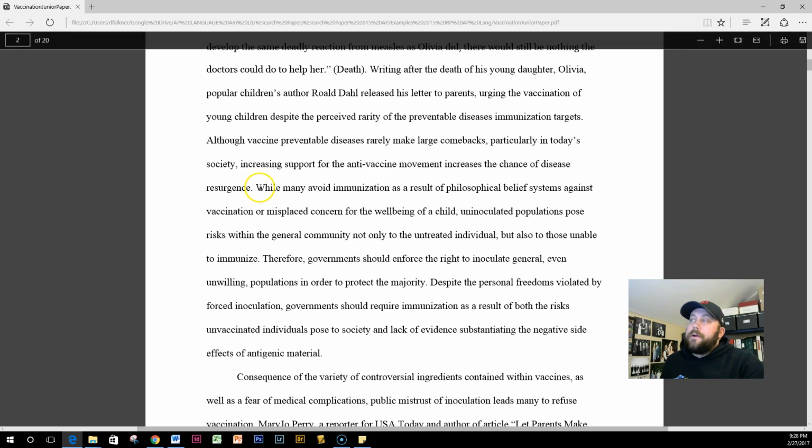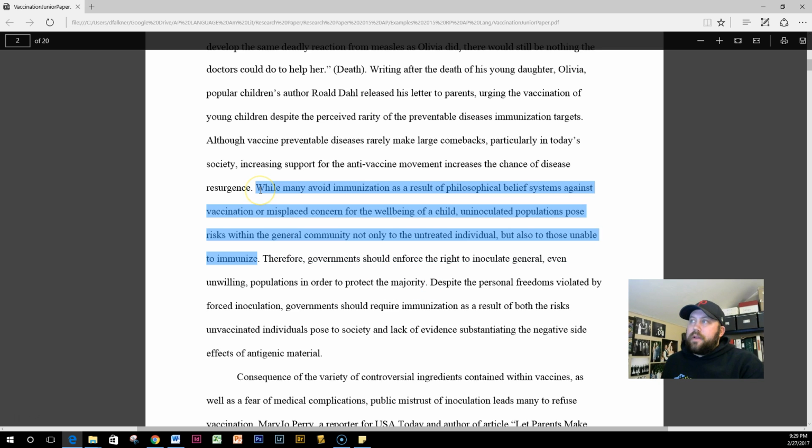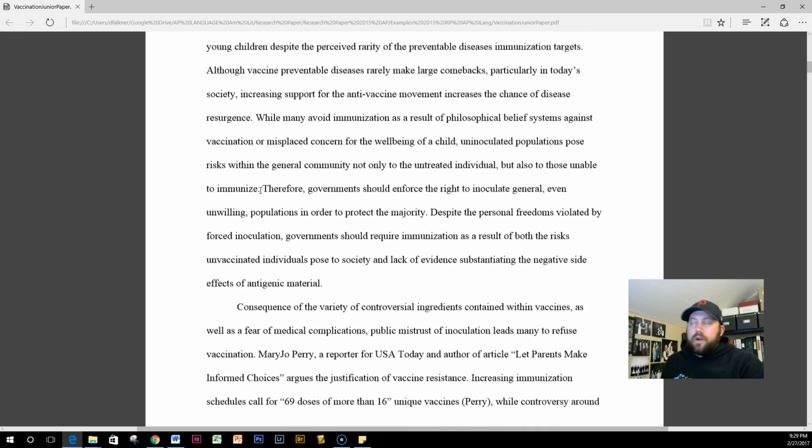So really well done. And then if you continue on here, while many avoid immunization as a result of philosophical belief systems against vaccination or misplaced concern for the well-being of the child, uninoculated populations pose risks within the general community, not only to the untreated individual, but also to those unable to immunize. Therefore, governments should enforce the right to inoculate general, even unwilling populations in order to protect the majority. So here she starts into the argument, and right above it, she sets some further context.